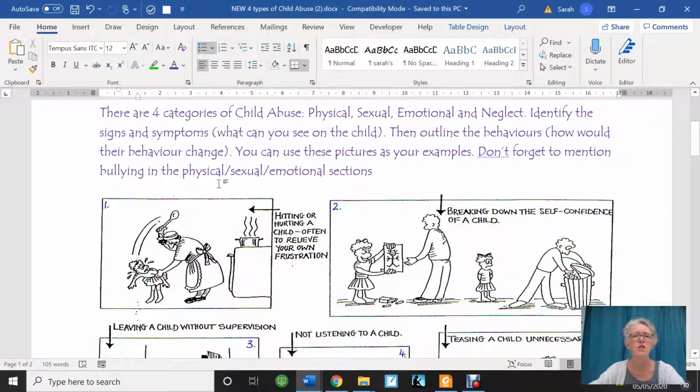Don't forget to mention bullying. Bullying is just another form of child abuse where the perpetrator is not an adult but another child. So it would be relevant to the physical, sexual and emotional sections. Put in a bullet point in each of those about bullying.